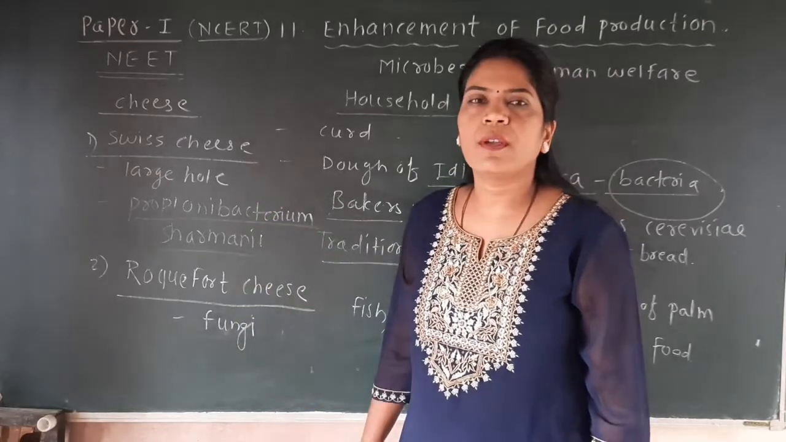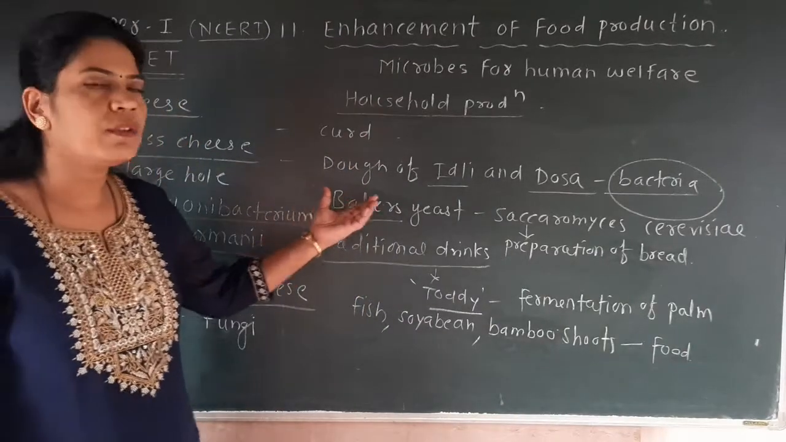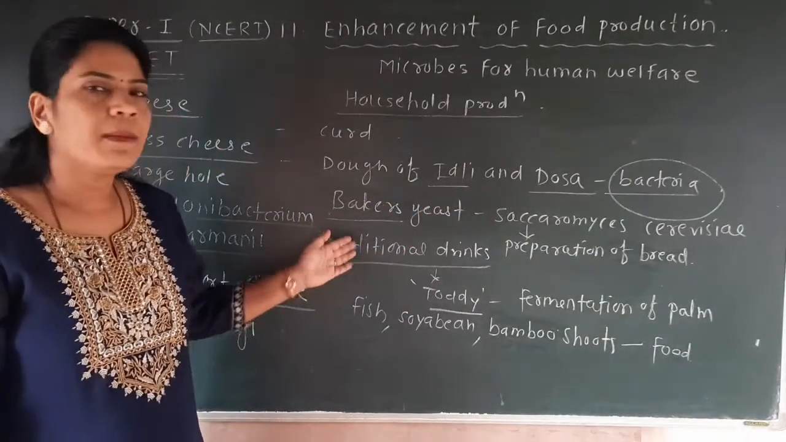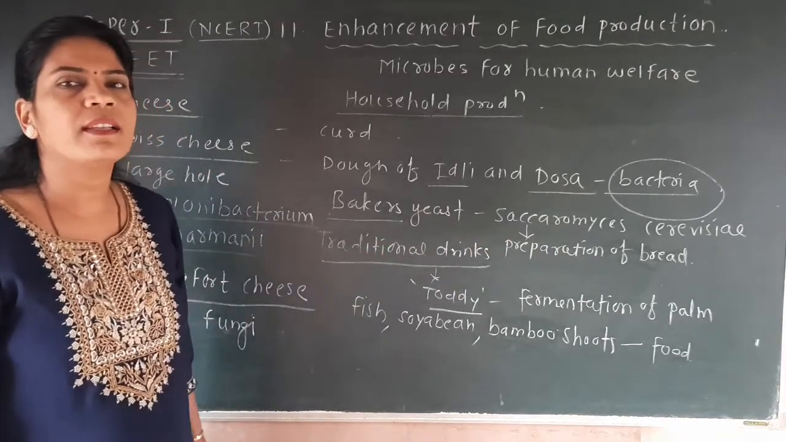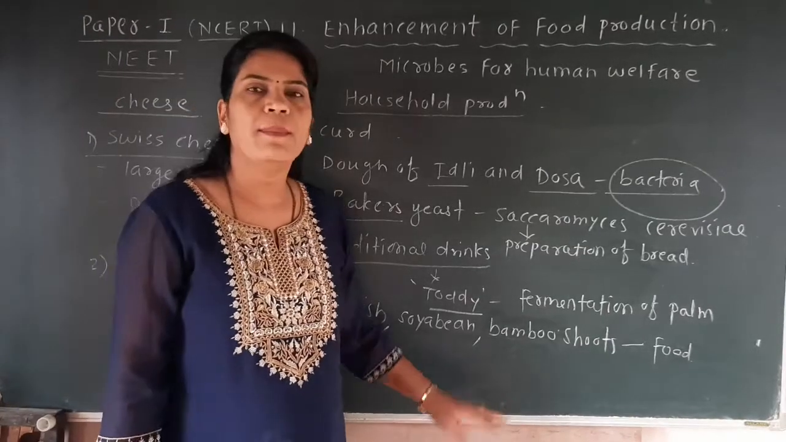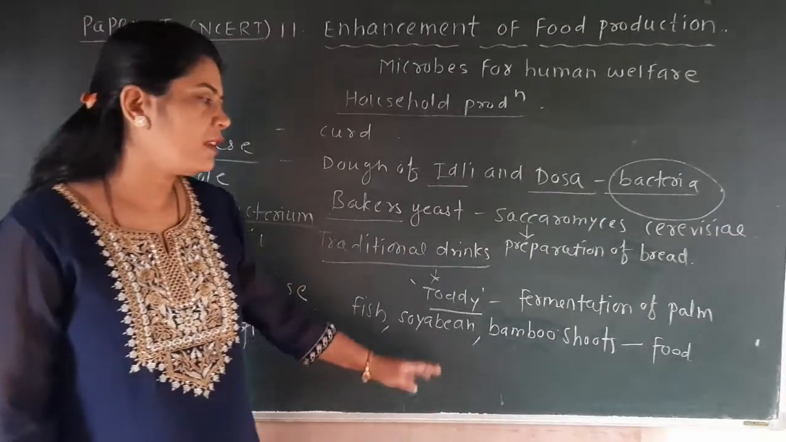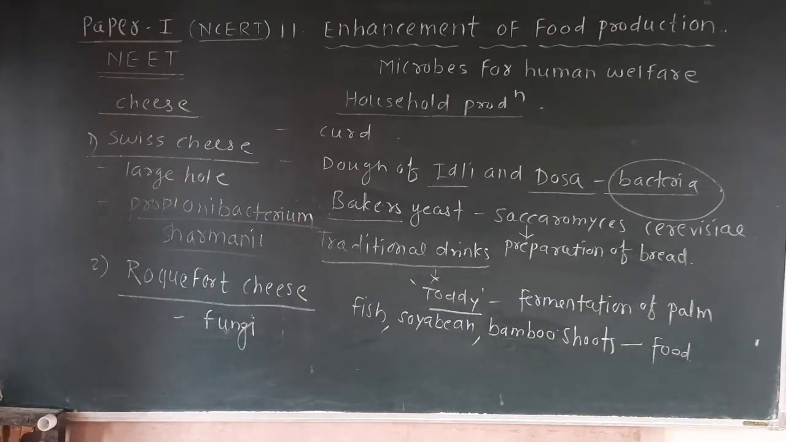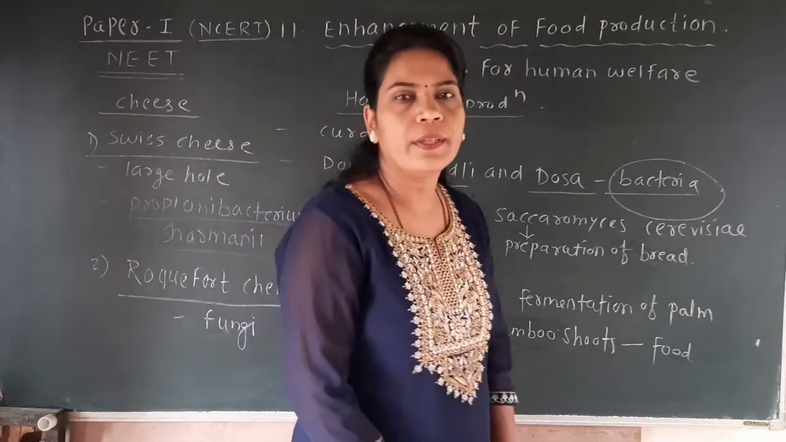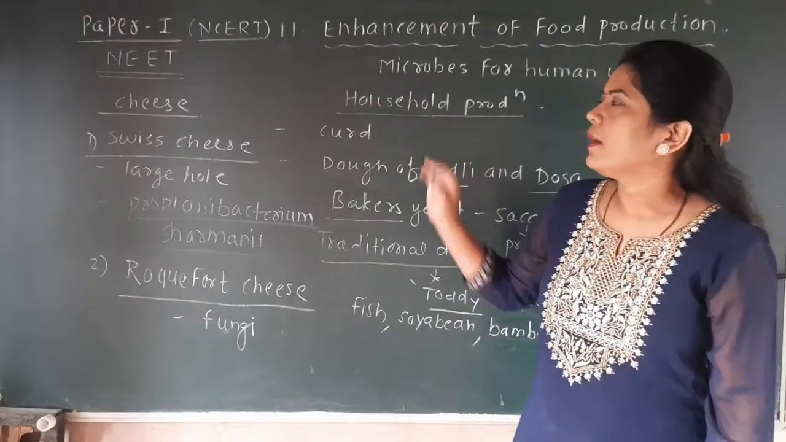Okay, sweet cheese, we have to remember the example, that is Propionibacterium sharmanii. For idli and dosa, bacteria are responsible. Baker's yeast means Saccharomyces cerevisiae. Traditional toddy is formed by fermenting palm tree sap with the help of microbes. As well as we can ferment fish, soya bean, as well as bamboo shoot. So this content is very important for household production, and you have to remember only this content under the role of microbes in household production.